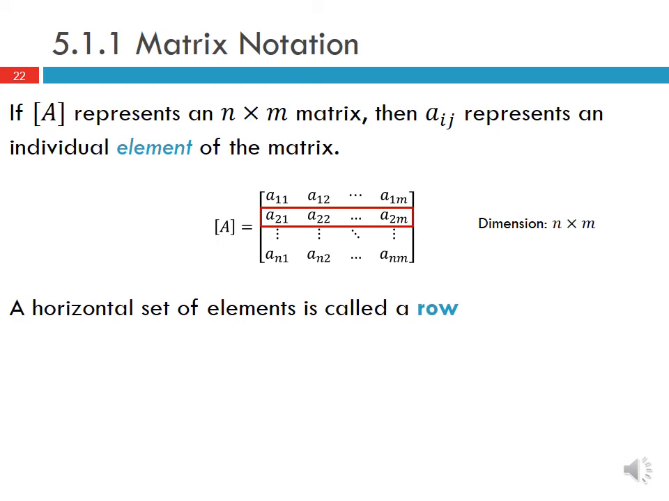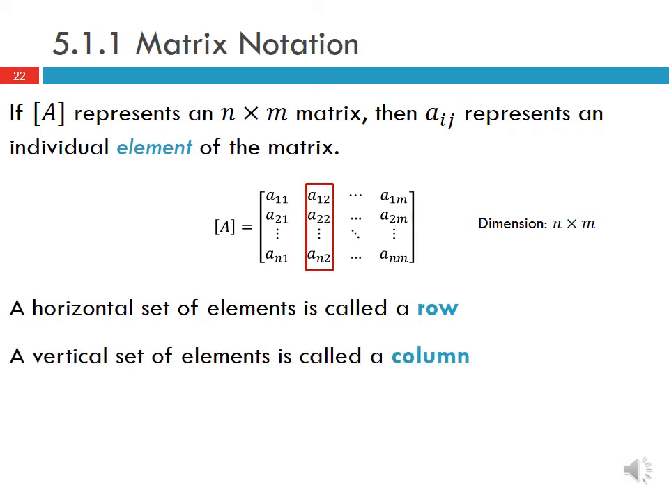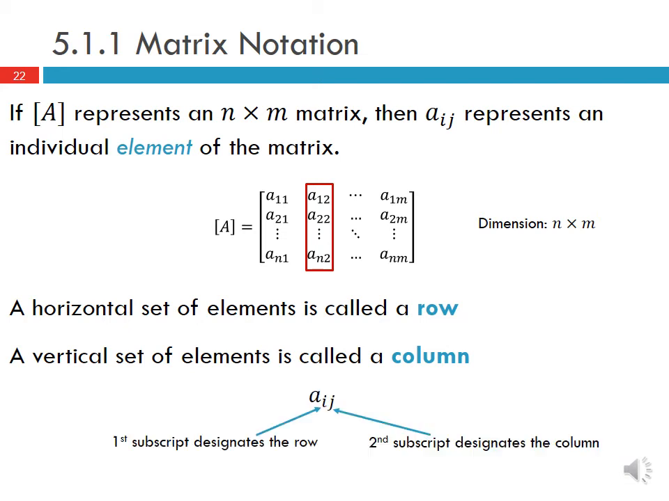And a horizontal set of elements is called a row, like what is highlighted here. A vertical set of elements is called a column, as shown here. And when we look at the components, this Aij, the first subscript designates the row that it is in, and the second subscript designates the column that it's in.